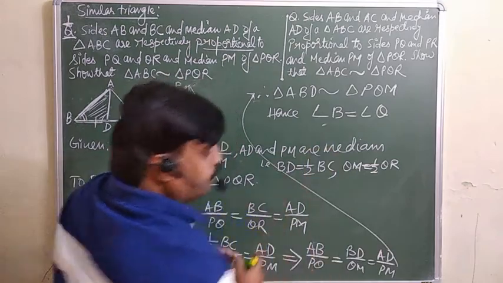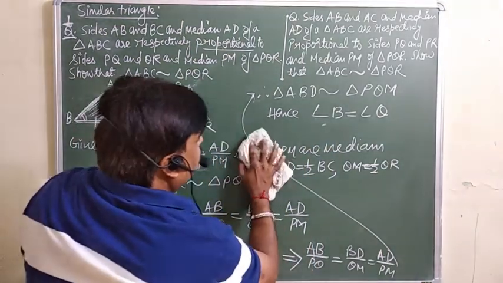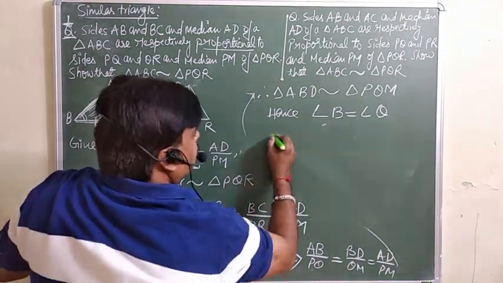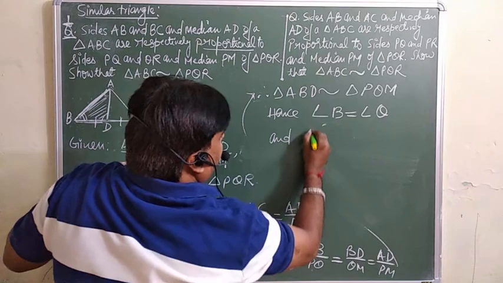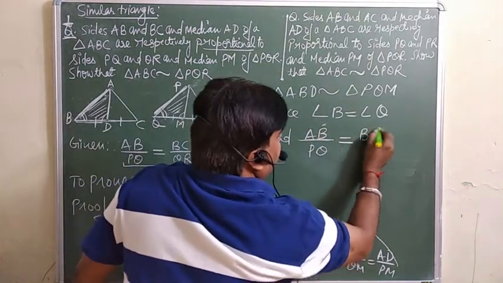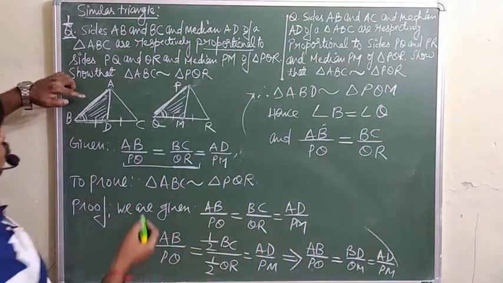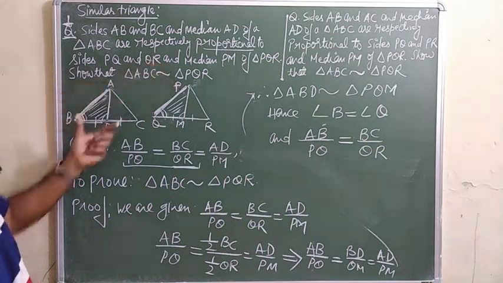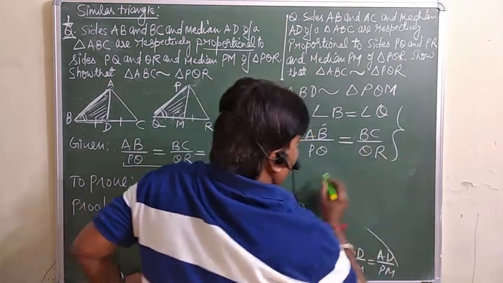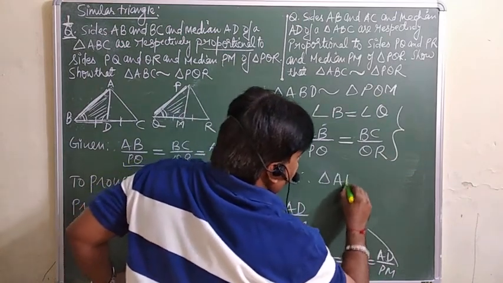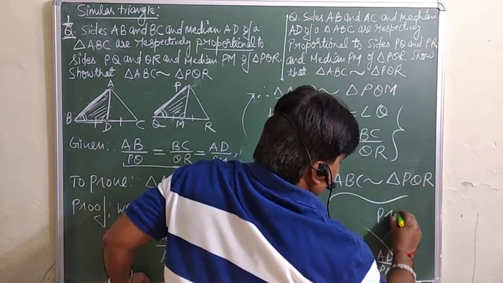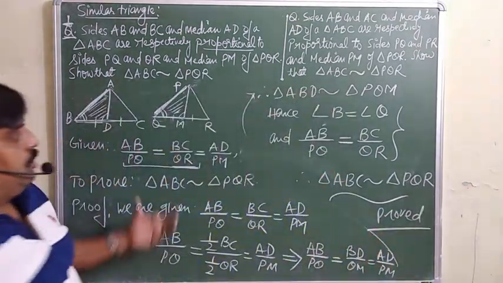So finally you are getting this one, and the information which is already given, that AB over PQ is equal to BC over QR. So finally, what you are getting is AB over PQ is equal to BC over QR and angle B is equal to angle Q. From these two, you can say triangle ABC is similar to triangle PQR, which you wanted to prove. Okay.